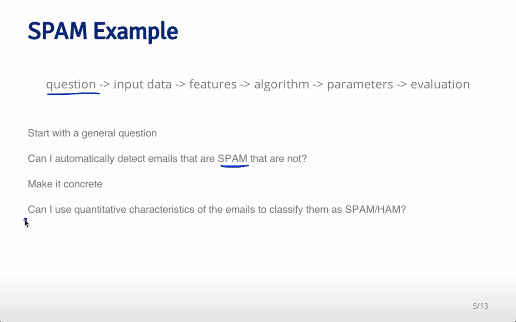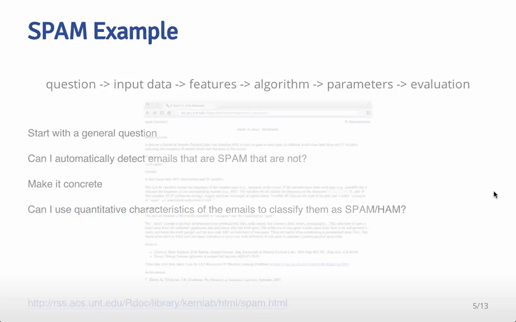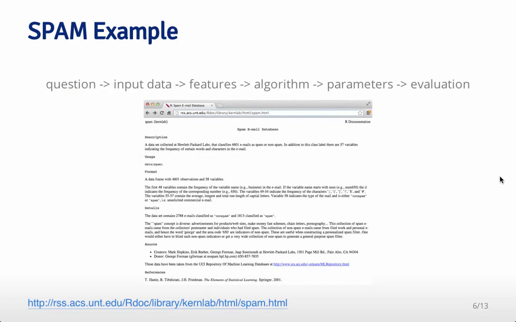And so the question might be, can I use quantitative characteristics of those emails to classify them as spam, or what we're going to call ham, which is the email that people would like to receive? So once you have your question, then you need to find input data. In this case, there's actually a bunch of data that's available and already pre-processed for us in R. So it's actually in the kernlab package, KERNLAB, and it's the spam data set.